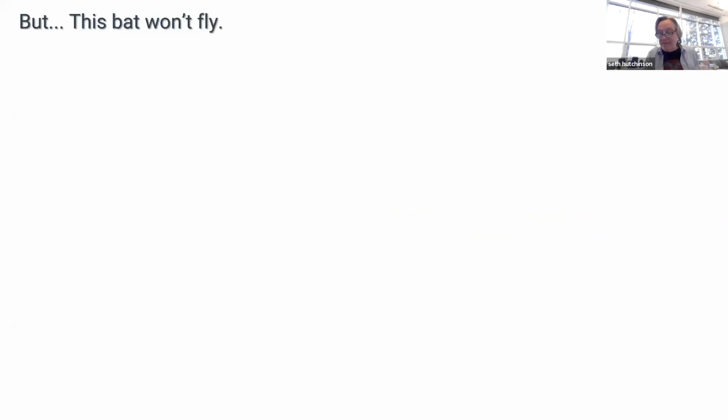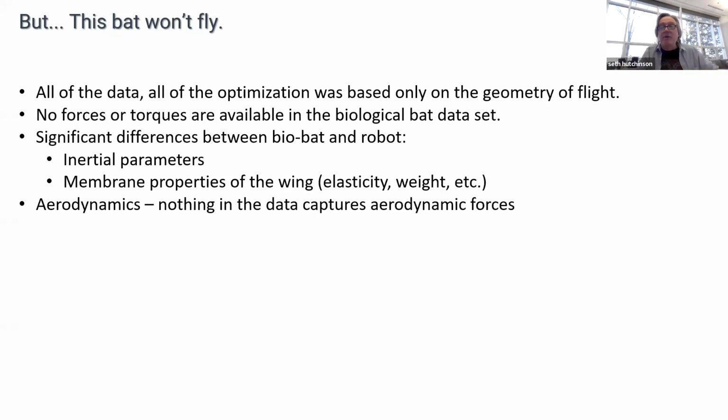If you build that bat and toss it into the air, it will crash to the ground, and there are a number of reasons for that. One of them is this: all of the optimization that we did was based on geometry. I don't know that we actually made a bet for money, but I was really sure at the beginning of this project we would be able to reduce the problem of flapping flight to a purely geometric problem. And I was wrong about that.